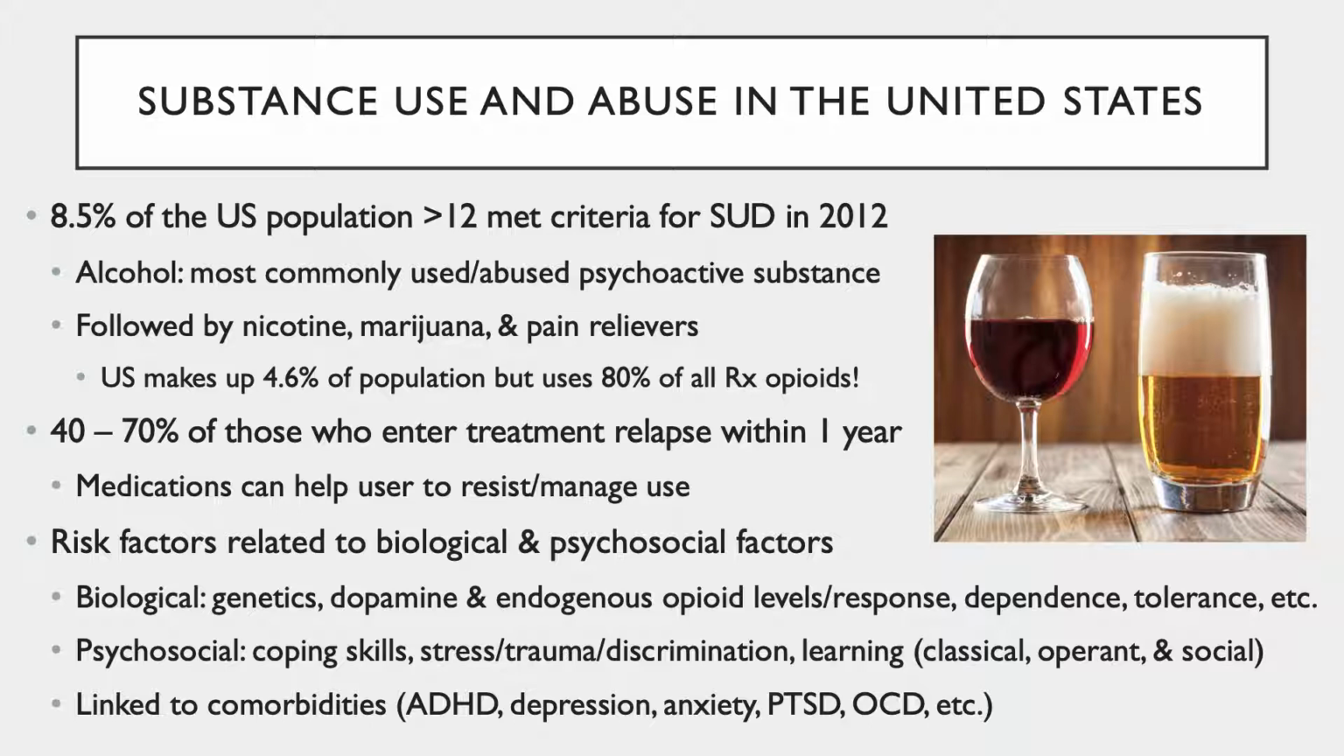As mentioned earlier, there are also biological and psychosocial factors that contribute to the risk of developing a substance use disorder. On a biological level, genetics, dopamine and endogenous opioid levels and responses, as well as dependence and tolerance, all play a role in the risk. Psychosocially, the degree and effectiveness of coping skills, the experience of stress, trauma, and discrimination, and various forms of learning, such as classical conditioning, operant learning, and social learning, all contribute as well. There's also a link to comorbidities, which are co-occurring disorders. For example, unmanaged ADHD, depression, anxiety, PTSD, and OCD are all associated with an increased risk of coping with substances, which increase the risk of developing a substance use disorder.